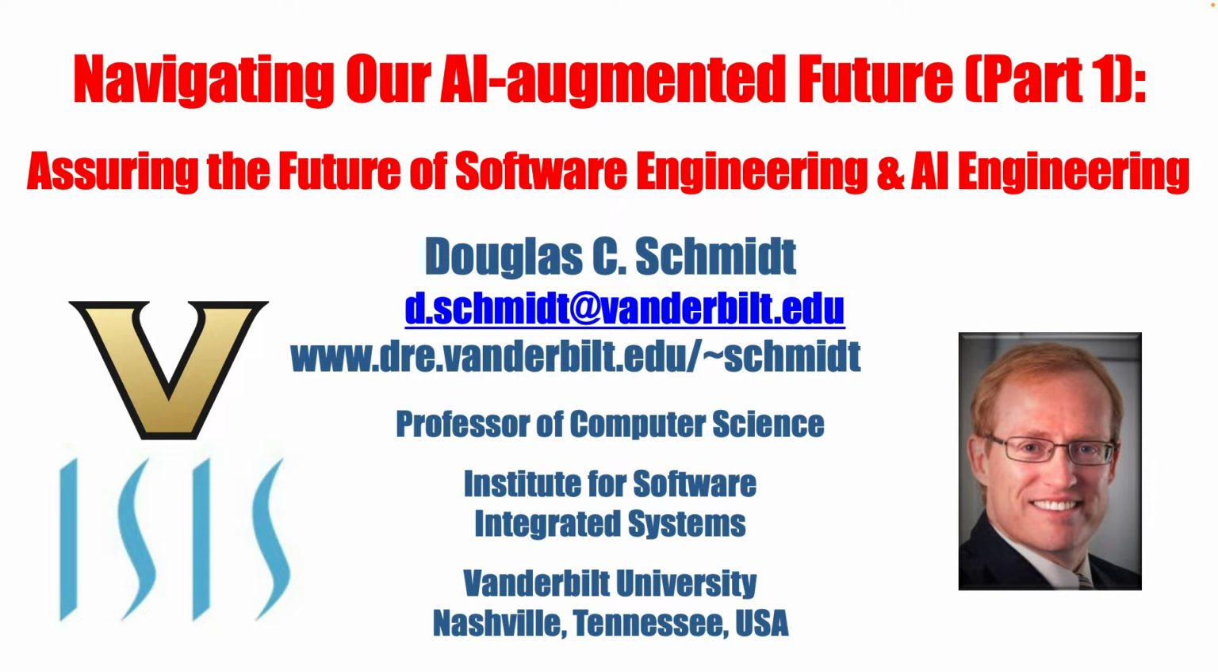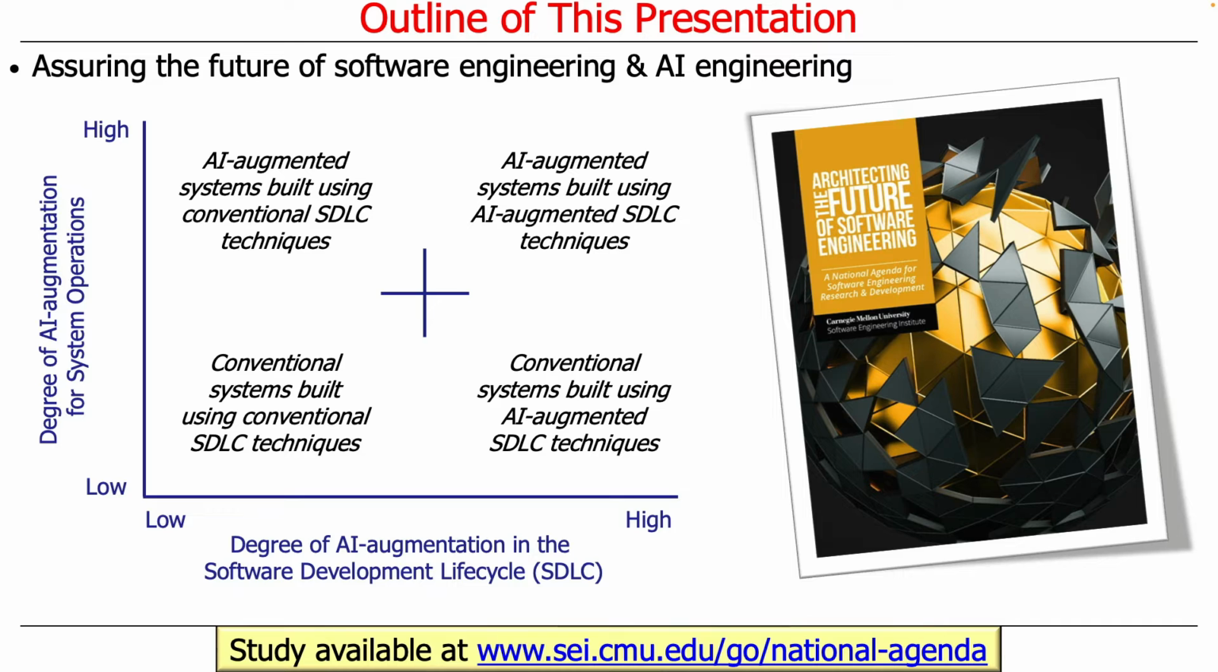So the talk is broken up into three parts. We're going to start out by talking about assuring the future of software engineering and AI engineering, and I'll talk about what I mean by those things. In particular, we're going to talk about ways that we can develop systems using AI-augmented software development lifecycle techniques. This is how the tools that we might use to build software. And we're also going to talk about AI-augmented systems that are built using conventional techniques, but they run with AI-enabled capabilities. And we'll talk about all those things in just a second.